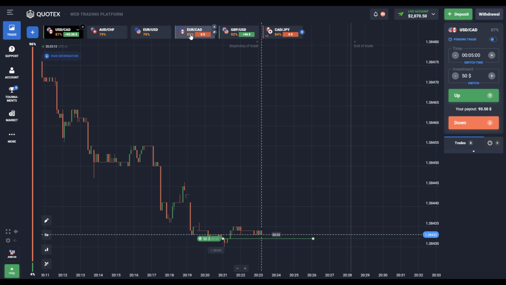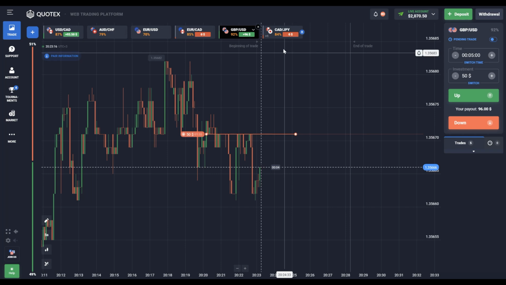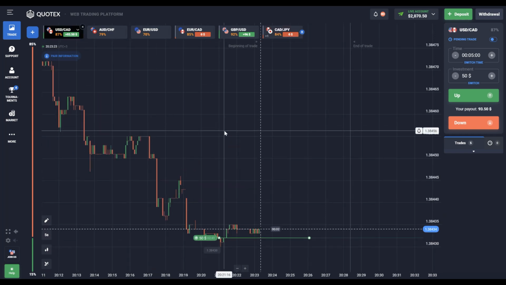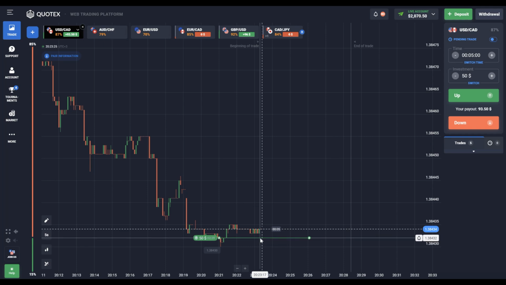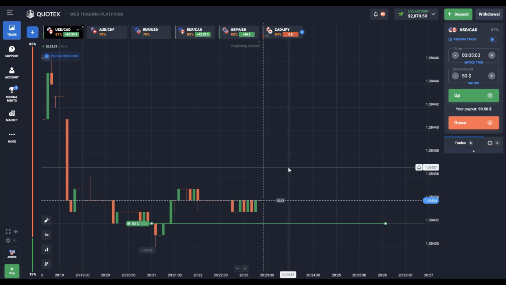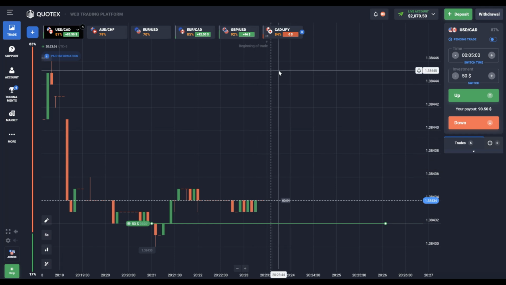Let's take a look at what's happening on the charts. Well, overall, nothing critical so far. The only thing is the USD CAD pair is pretty close to the entry point, and that's not very good. Currently, there is no clear movement in either direction. So most likely, we won't know the result until the end of this trade.